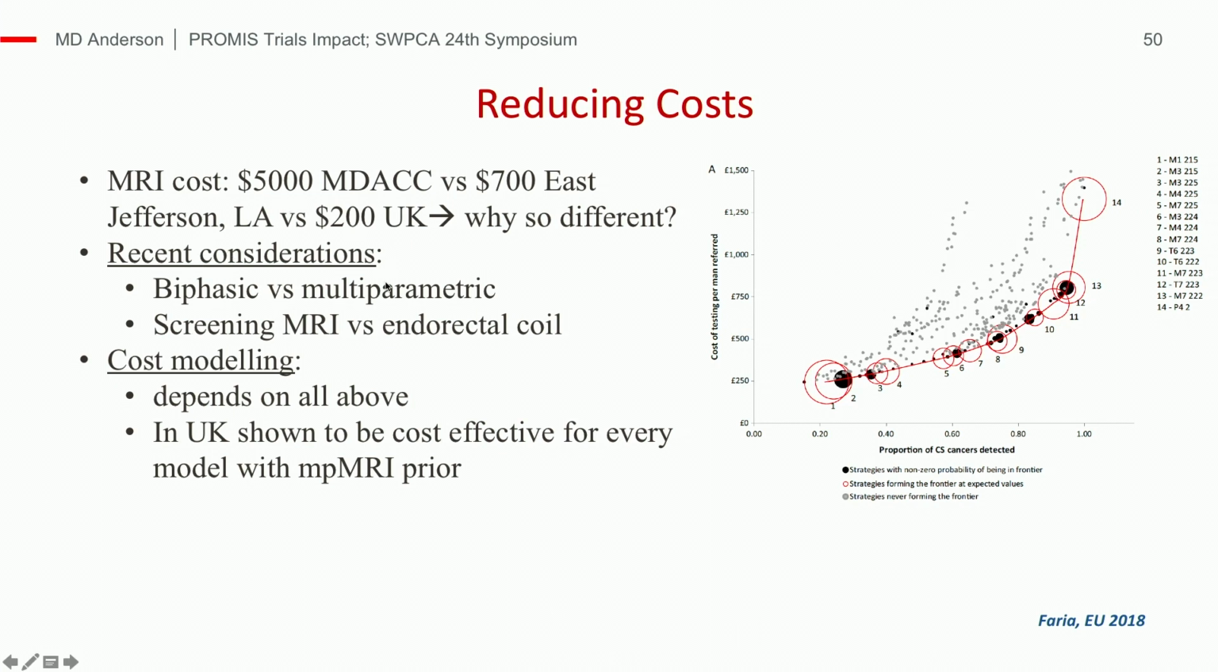There's consideration of changing the way that you do a multiparametric MRI. Maybe you only need a biphasic MRI compared to a multiparametric MRI. A biphasic MRI would take 15, 20 minutes as opposed to a multiparametric MRI taking nearly an hour. And do you do just a screening MRI? Do you do a screening MRI with a pelvic coil or with an endorectal coil, and potentially even avoid the PSA question altogether?